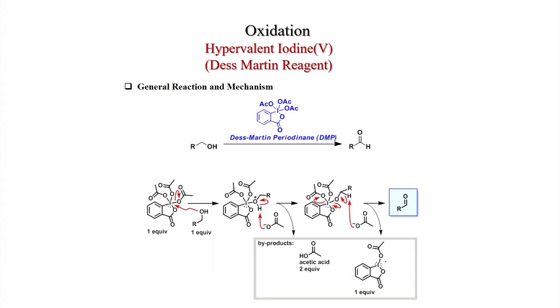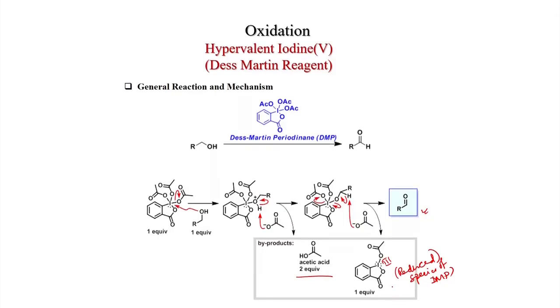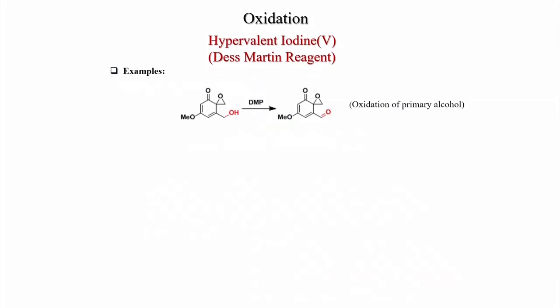So, iodine(V) becomes iodine(III), and only one acetate will remain. Here 3 acetate groups were there and ultimately this product has 1 acetate. So, 2 acetates are liberated and in that process the alcohol became oxidized to the aldehyde and Dess-Martin periodinane reduced to this one. So, this is the reduced species of Dess-Martin periodinane. And the 2 acetate molecules liberated generate 2 molecules of acetic acid. So, 2 molecules of acetic acid you will get when you do the reaction of alcohol with Dess-Martin periodinane.